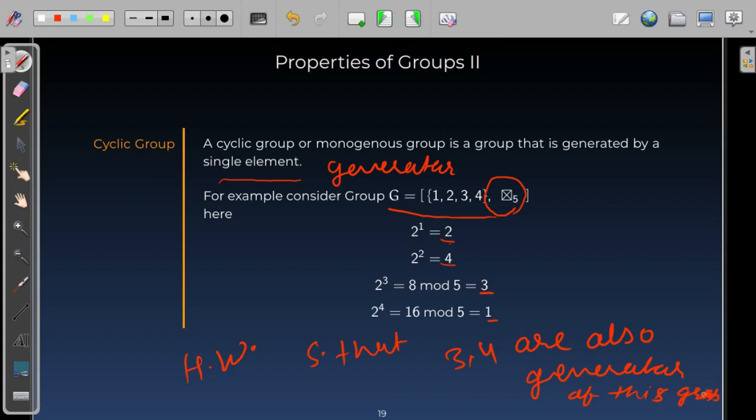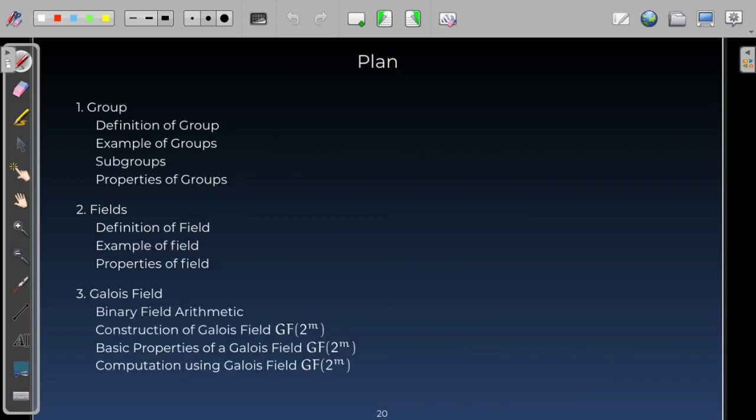With the discussion of group, I hope that it is clear to you. With this, I'm going to conclude this lecture, and I will see you in the next lecture when we will discuss a field. After that we are going to discuss the Galois field and its properties and different things with respect to the Galois field.